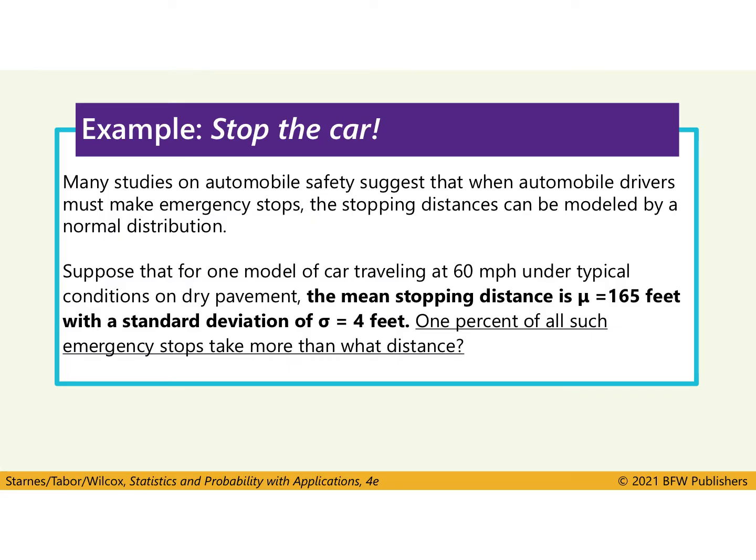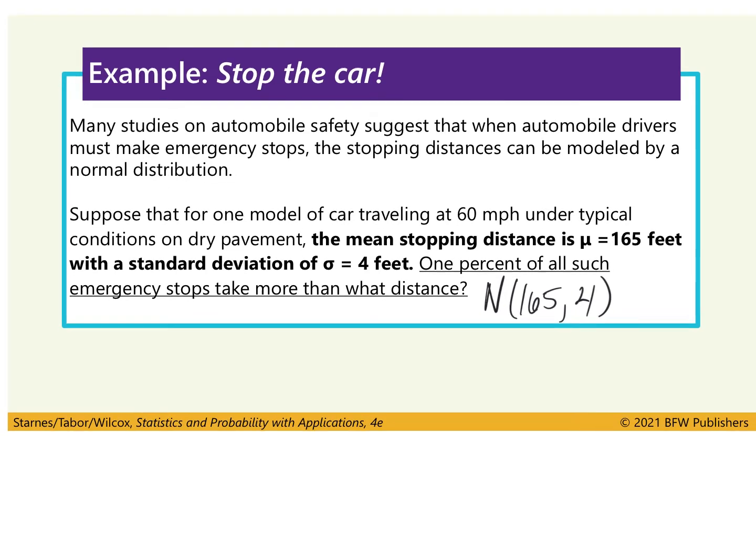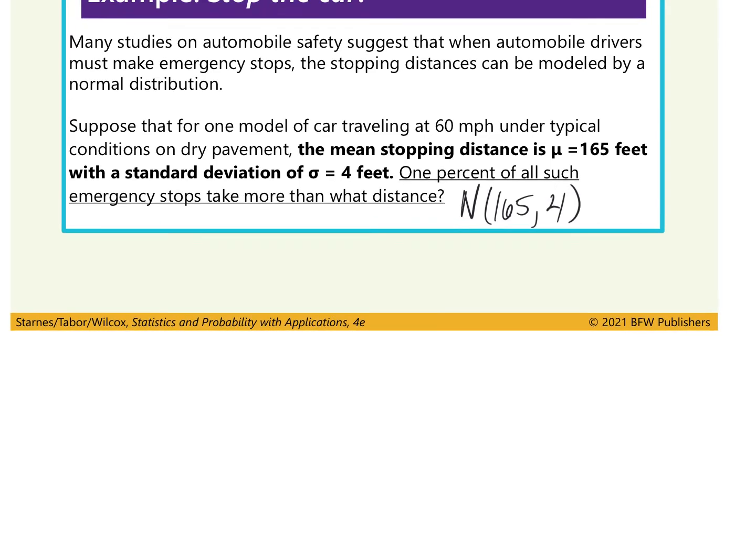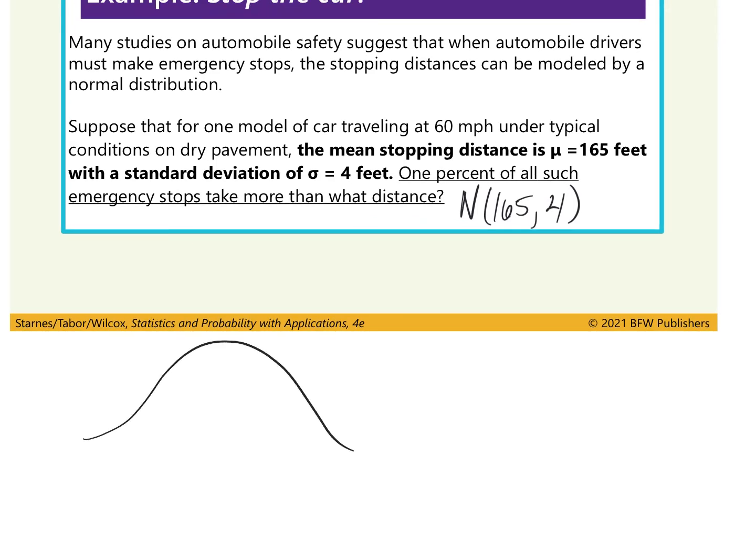So let's go talk about the stopping distance of cars again, right? Many studies on automobile safety suggest that when automobile drivers must make emergency stops, the stopping distances can be modeled by a normal distribution. Suppose that for one model of car driving at 60 miles per hour under typical conditions on dry pavement, the mean stopping distance is 165 feet with a standard deviation of 4 feet. 1% of all such emergency stops take more than what distance? So here's where it's important for us to draw what it's asking us.